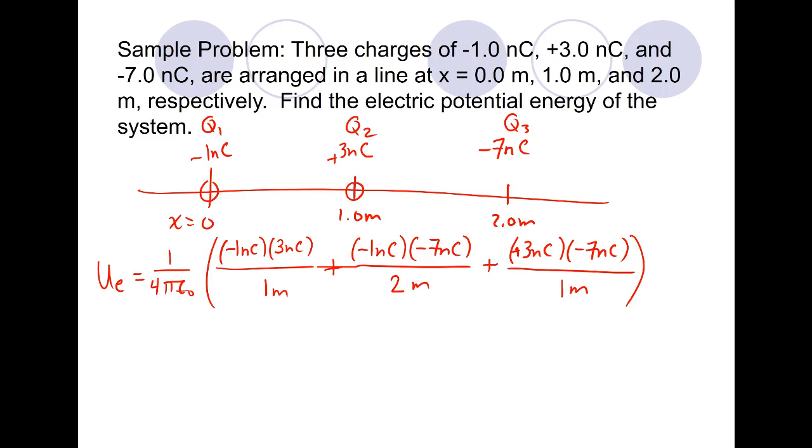So if we crunch this out, we're going to get this term is basically 3 times 10 to the -18th. This term right here is going to be 3.5 times 10 to the -18th. And this term is going to be -21 times 10 to the -18th. So if we take all those and add them up and multiply by 1 over 4 pi epsilon naught, let's just do that real quick.